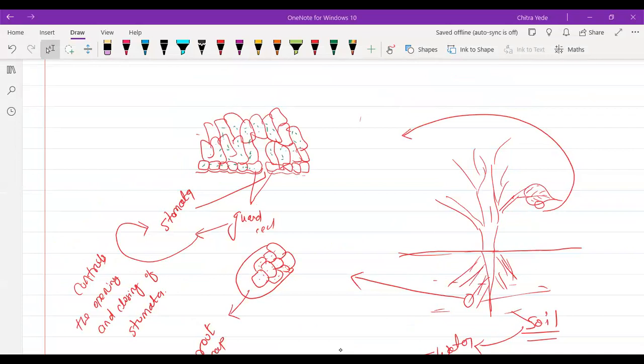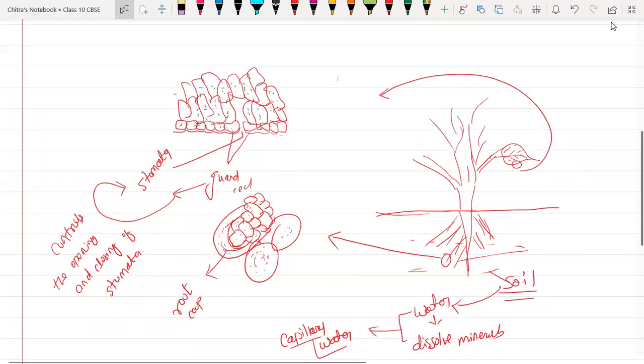So this is the root cap. Here we have the root cap, and these cells are directly in contact with the capillary water. They absorb water from the surrounding, meaning the soil. Suppose here we had the soil and here the water is present. These are the blocks of soil which contain water where minerals are present in dissolved condition, and these are being absorbed by the plant.